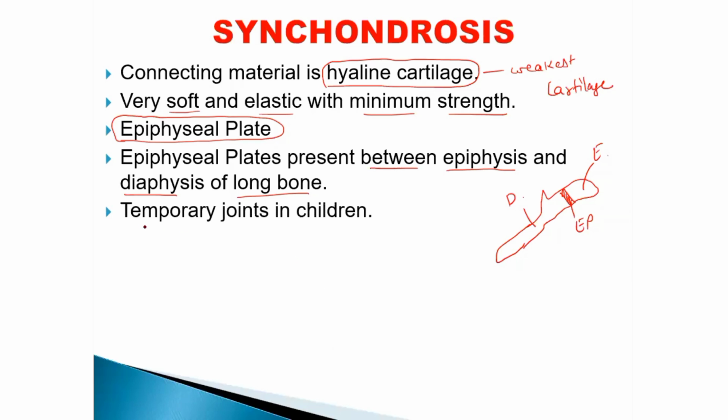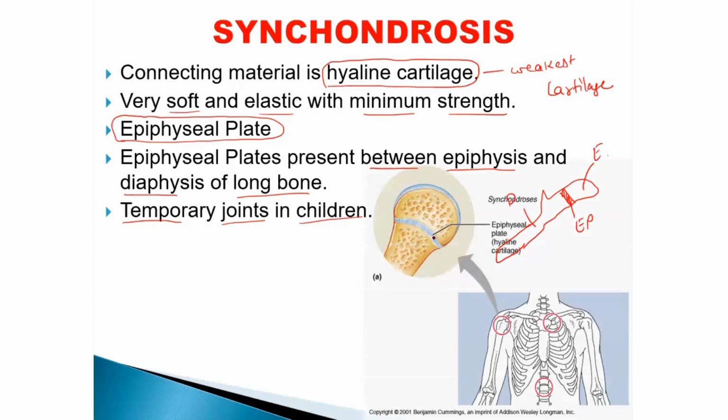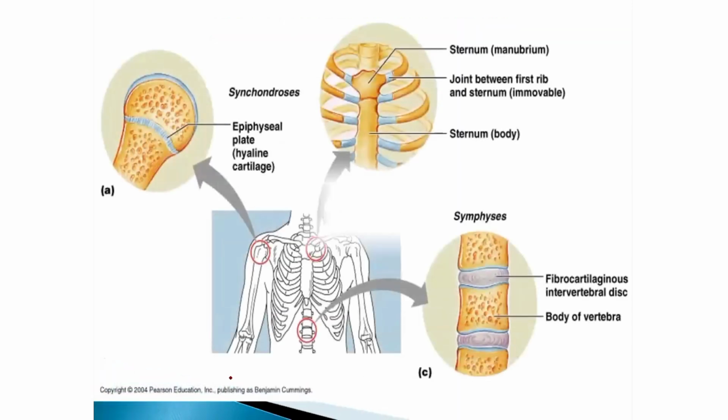It is a temporary joint in the case of children. That's why when children are held in hand, they should be handled with proper care. Otherwise, their bones can easily dislocate. So this blue line that you can see is the epiphyseal plate, and this is epiphysis, and this is diaphysis. These are the different types of synchondrosis. The very first example that we have is the epiphyseal plate, which has hyaline cartilage.